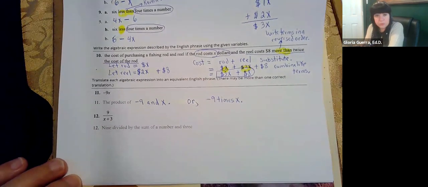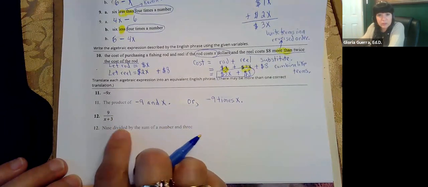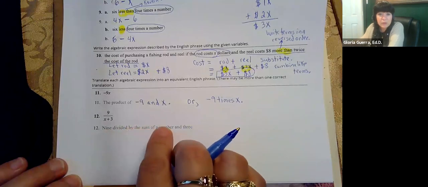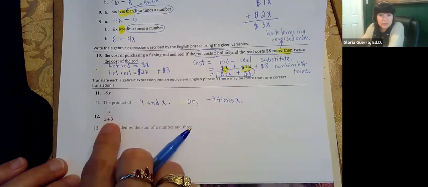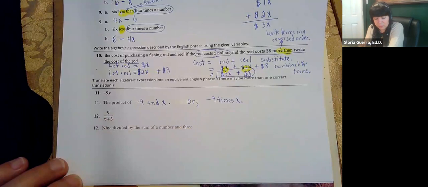Okay. Number 12, this is a fraction, 9 divided by. So 9 divided by, that's correct, 9 divided by what? The sum of a number and 3. So there's your sum of a number and 3. So we're just using x as a number. So that's okay, that's fine.